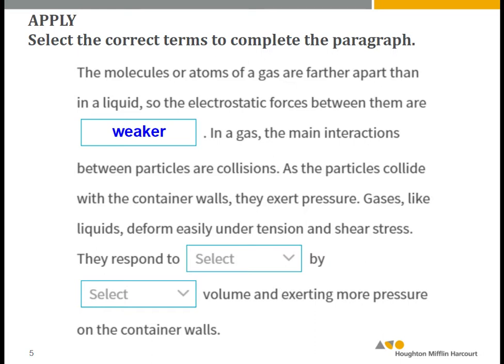Gases, like liquids, deform easily under tension and shear stress. They respond to compression by changing volume, getting smaller. Or not, the particles don't get smaller, the particles get closer together, and so the gas reduces in volume. And they exert more pressure when they're pushed closer together. They exert more pressure on the container walls. Because the forces between particles are weaker, gases expand to fill a container.